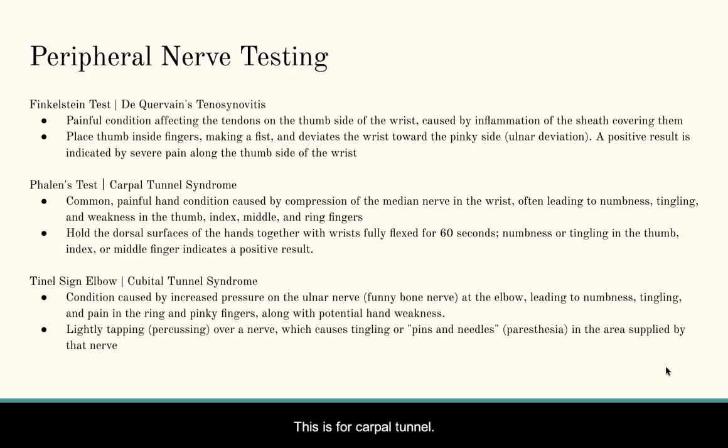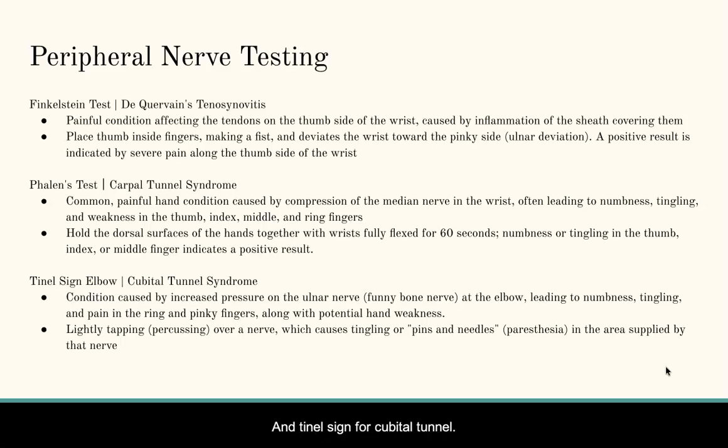Phelan's test, this is for carpal tunnel. Most of us are probably most familiar with carpal tunnel, a painful hand condition caused by compression of the median nerve. So you're holding the dorsal sides of the hands together with the wrist fully flexed for 60 seconds, and any sort of pain, numbness, tingling is a positive result.